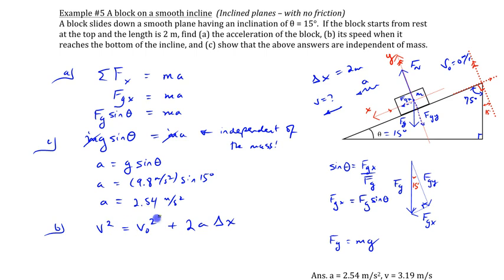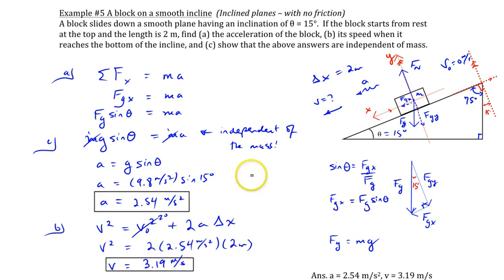The initial speed is 0, so this term drops out. So our final speed squared is equal to 2 times the acceleration, 2.54 meters per second squared, multiplied by our displacement of 2 meters. And when you solve for v, it'll be the square root of 10.1457. The square root of that is going to give you about 3.19, or let's round that off to 3.2 meters per second.